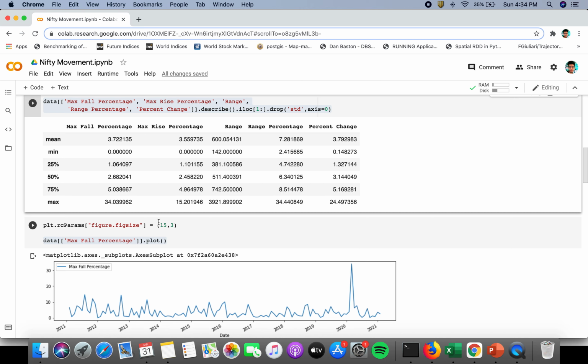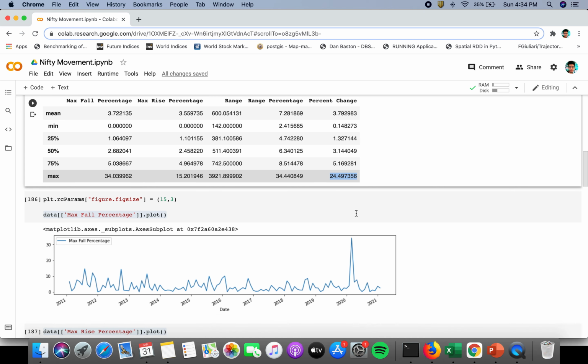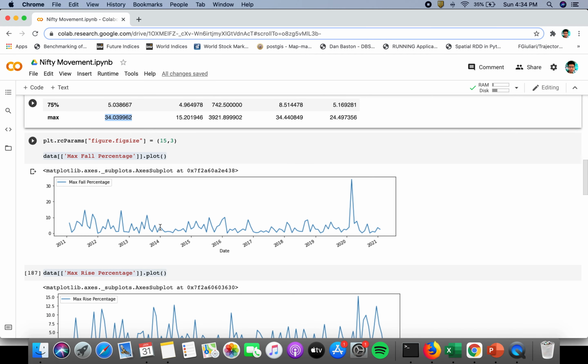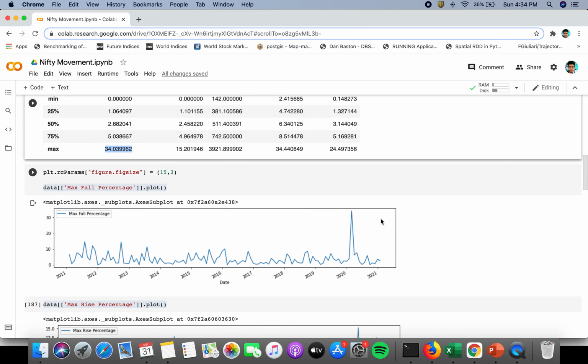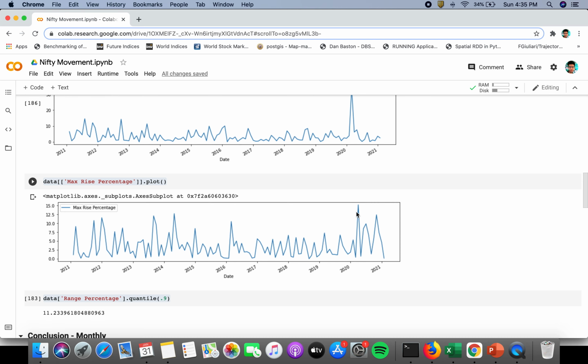So you can see that again we have the max. The max percentage rise that you can see is 24, and the max fall in a particular month has been 34%. If I plot the graph and show you, this 34% is this line here, and this was around March 2020, which was the COVID crash. And then the max rise percentage is here.